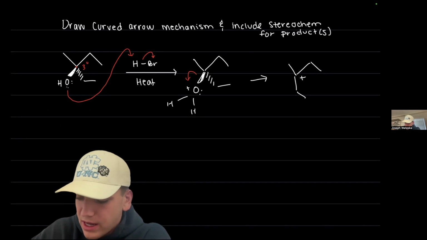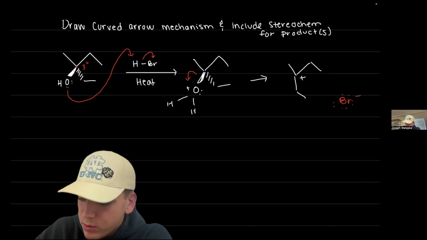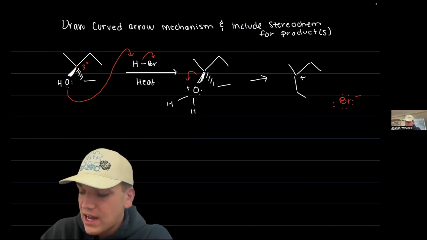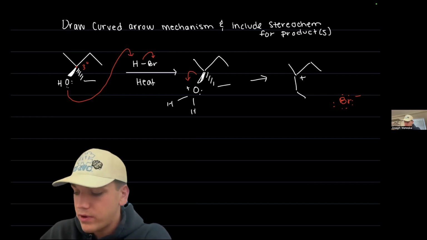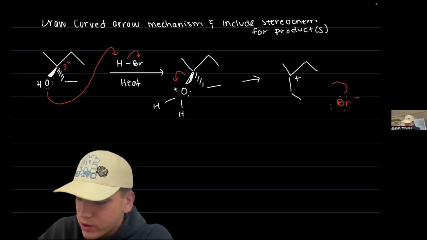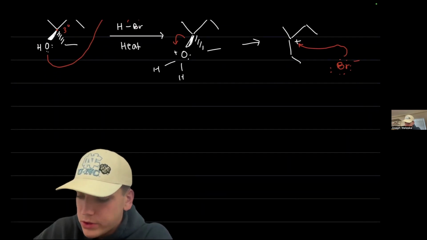So now, remember we have Br minus in solution from our first step of the mechanism right here. And so that is a good nucleophile. So it will attack the carbocation, which is a good electrophile. So we'll show the arrow from the nucleophile to the electrophile, attacking at the carbocation, and it will form two products.